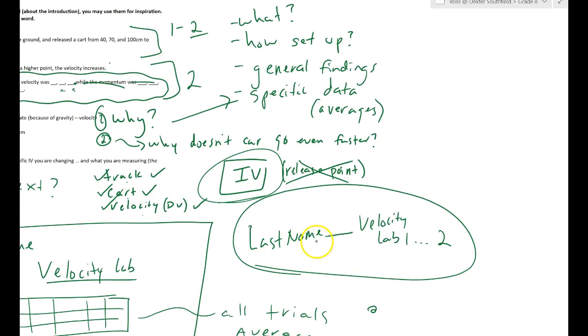Remember to submit it as last name_velocity lab 1, and then last name_velocity lab 2 for your final draft.